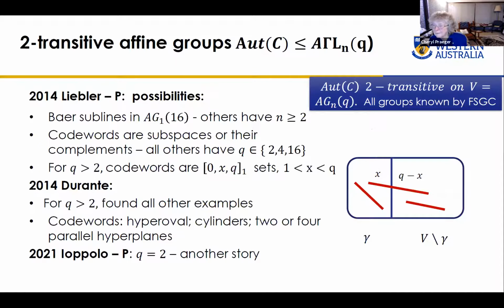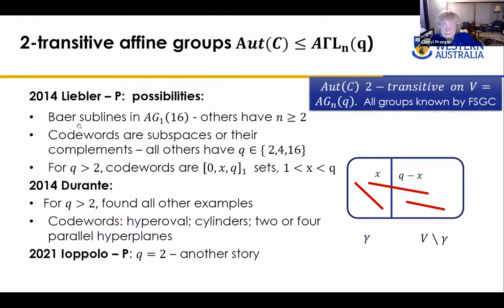So there's 2 cases left, and I'm doing okay for time. The affine case. So here, the automorphism group of the code is a two-transitive group of affine transformations acting on an affine space. And again, using the finite simple group classification, we know all the groups, if that's going to help. So what were Bob and I able to prove?